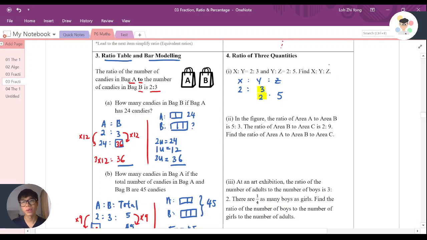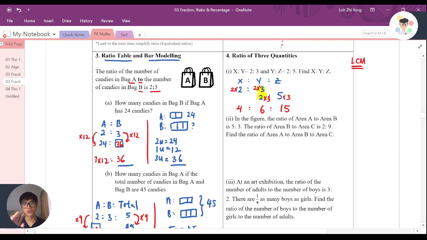So 3 and 2, what is the LCM? The same concept again and again. 3 and 2, the LCM is 6. So 3 we times 2 to become 6, 2 we times 3 to become 6. And again, the same concept: if we times 2 on the above, we need to times 2 here. We times 3 here, we need to times 3 here. So it will become 4, 6, 6, 15. So the answer here basically is 4 to 6 to 15.